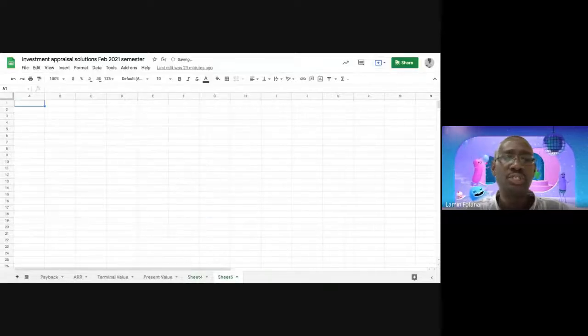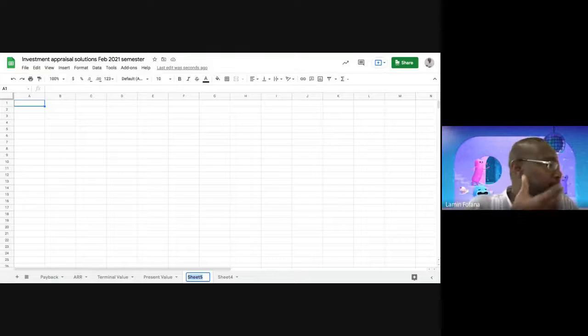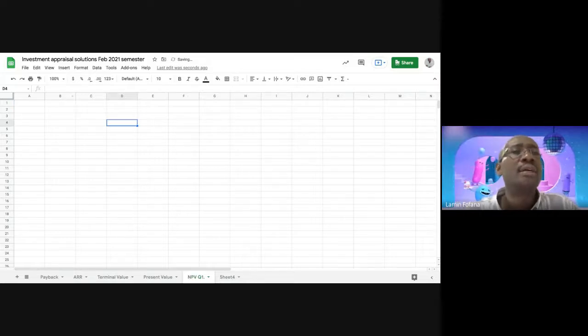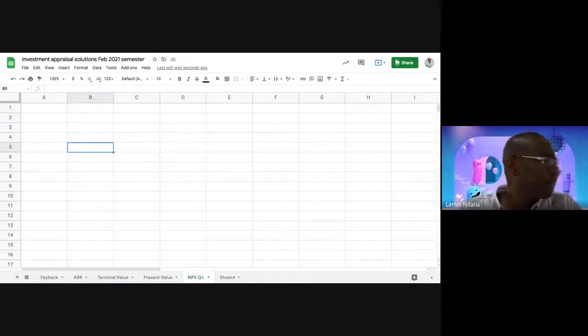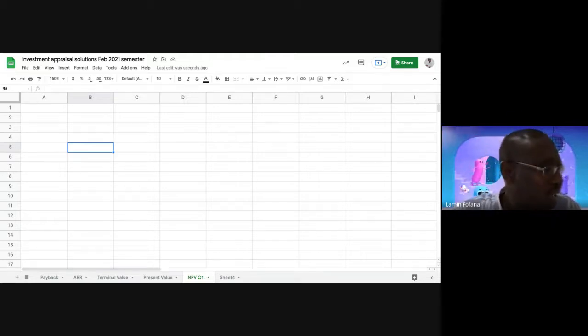Good. So I'm going to open a new worksheet. And then I'll call it NPV Q1. Okay, I just call it Q1 just to identify. All right, so I'm going to zoom it to 150 so that you people can be able to see it clearly. Okay, so we're going to go fast on this because we've done discounting, and I've given you an assignment also on discounting. So it's a quick one.